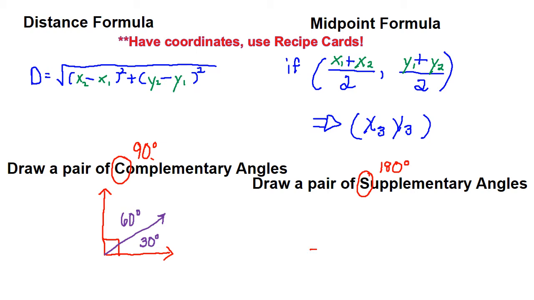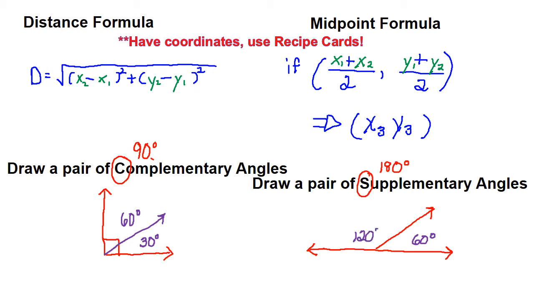Supplementary angles are two angles that make a straight line. They're also known as a linear pair, a pair of angles that make a line. And they have to equal 180 degrees. Usually a small one and a big one.